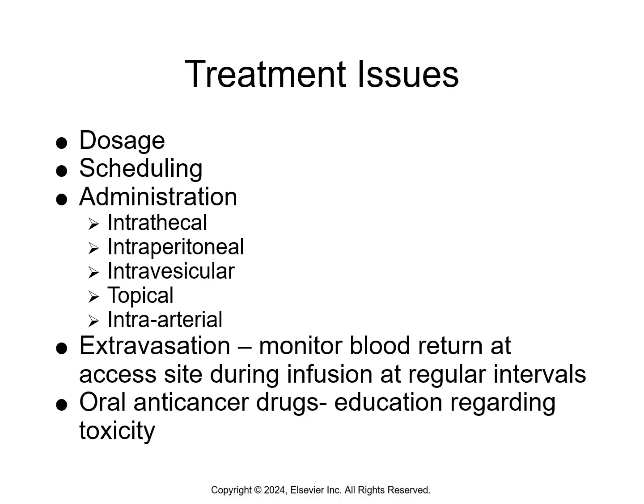Issues, talking about dosing. Dosing schedules are really important because the cycles will allow the recovery. Along with scheduling, there are different ways of administration. Extravasation, you'll want to know that word. Monitor blood return at the access site during infusion at regular intervals, especially if they're getting peripheral chemo through a peripheral IV. You want to assess that frequently. Stop an infusion immediately if there's any burning, pain, or swelling. That's important to know.